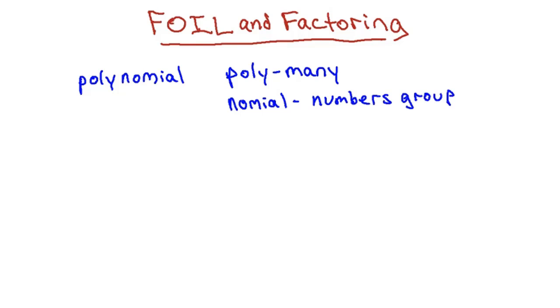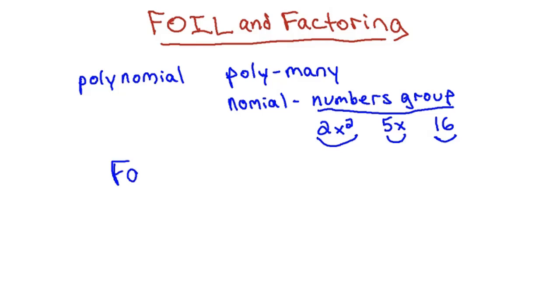So a numbers group would be like 2x squared is a numbers group. It's grouped all together, right? Or 5x is a numbers group that's grouped all together. Or even just the number 16 can be its own group if it doesn't have an x or a y attached to it or anything. So many numbers groups. So if you have 3 or more numbers groups, 3 or more nomials, then you'd have a polynomial. So we need to factor or simplify polynomials.